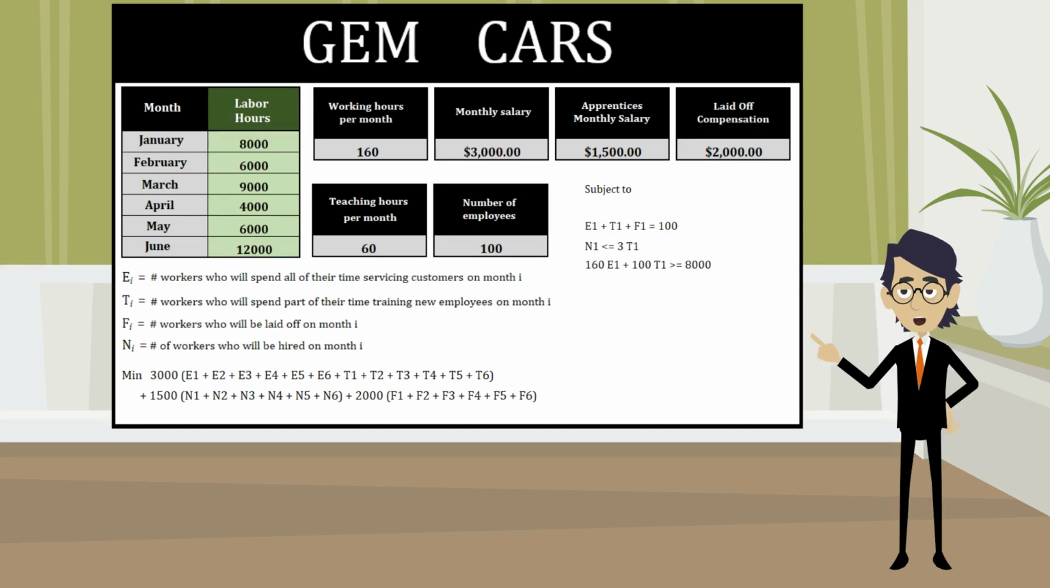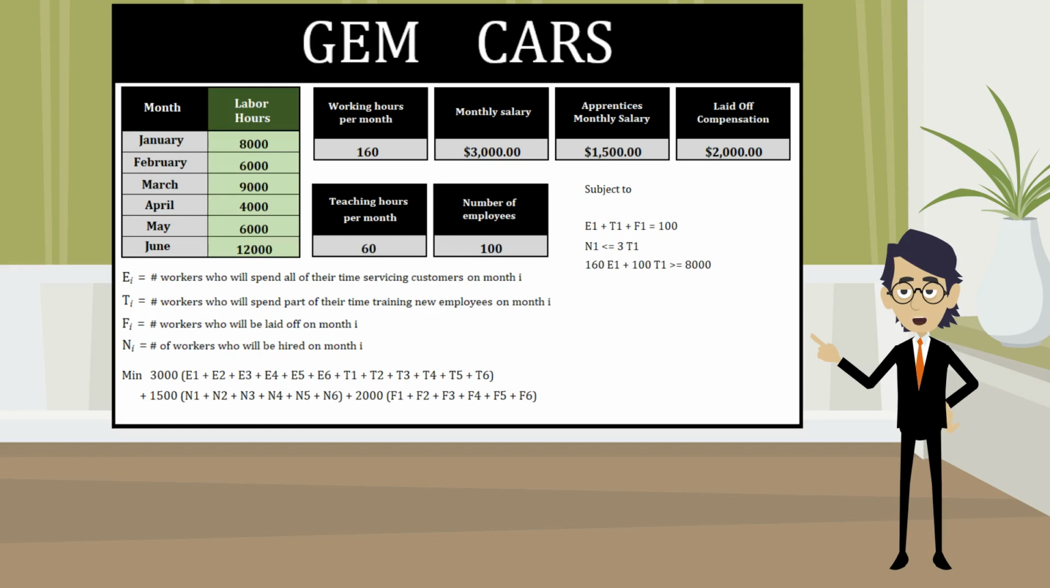Try to explain each one of these expressions. The first expression means that the number of employees that will work with us during the first month, plus the number of employees that will be laid off, must add up to 100 employees. The second expression says that for each 3 new employees, we must have at least 1 trained person to offer the training for the new employees.